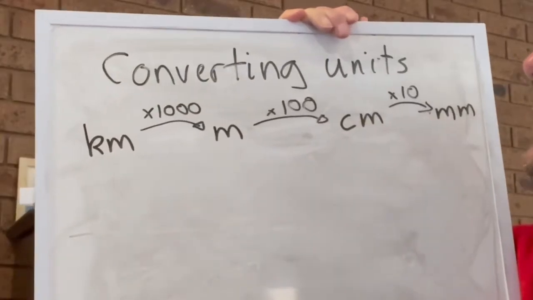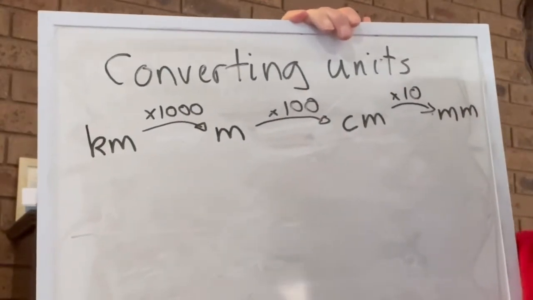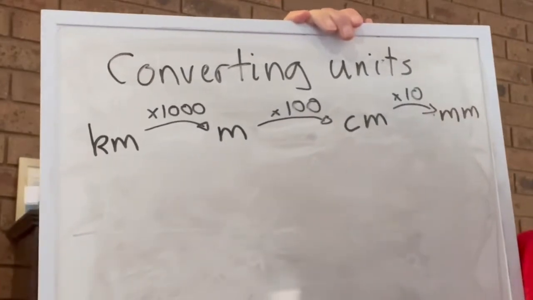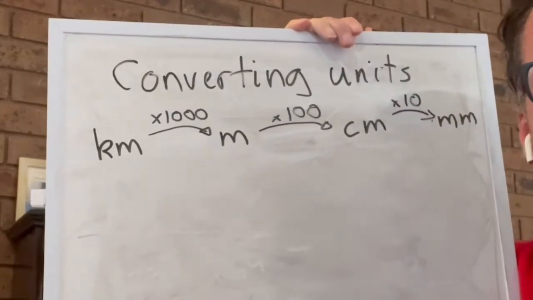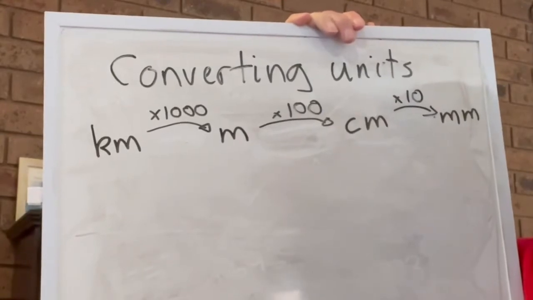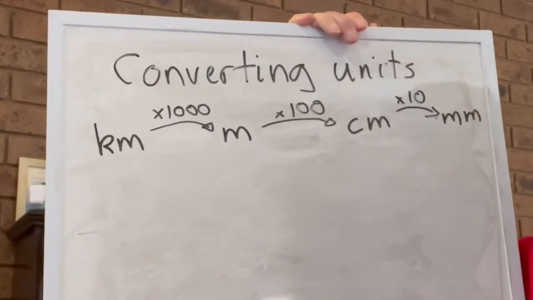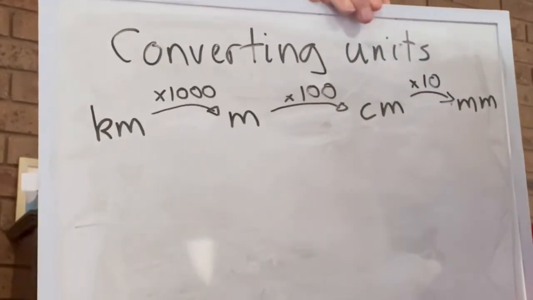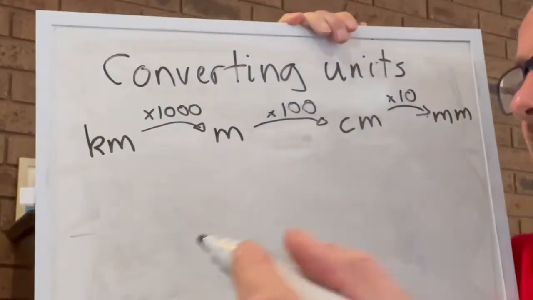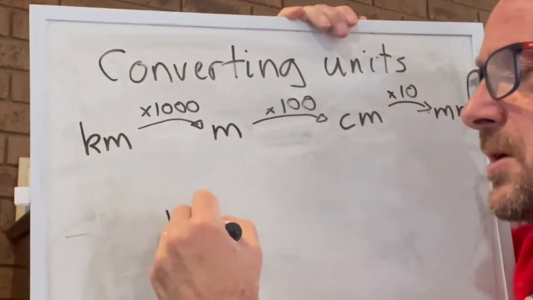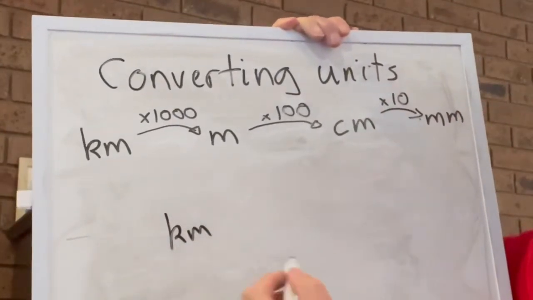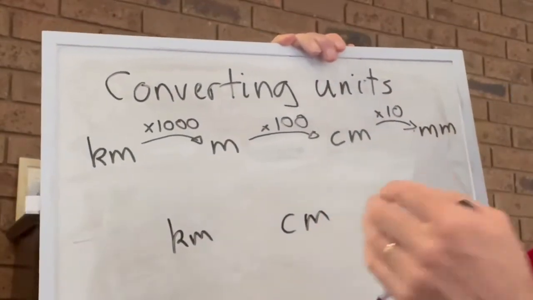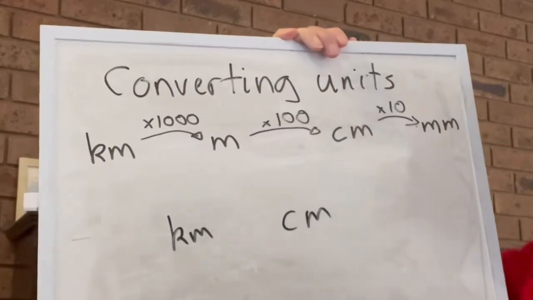Okay, let's look at converting units. So we're going to be looking at some measurement, and often when we get a measurement question, we might find that either the units are presented in one format, but the answer asks you to present them in a different format. So for example, you might be given the dimensions in, say, kilometres, and then the question asks you to answer in centimetres. Okay, and so you've got to do a conversion from one to the other.